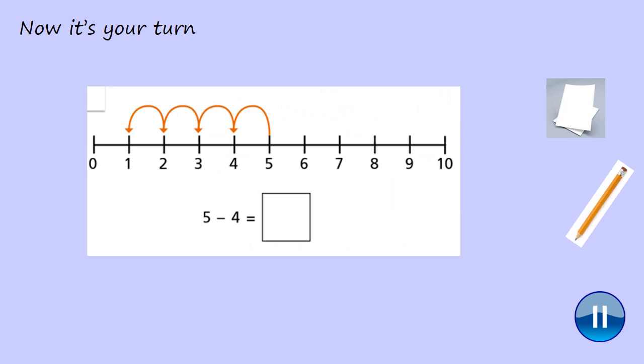Now it's your turn. You need to pause the video while you get out a piece of paper and a pencil from your home learning pack, and then I would like you to work out the answer to this subtraction number sentence. The jumps are already on the number line for you, so you just need to work out the answer. Copy the number sentence and fill in the blank, the answer, on your paper, and then we will go through it on the next slide.